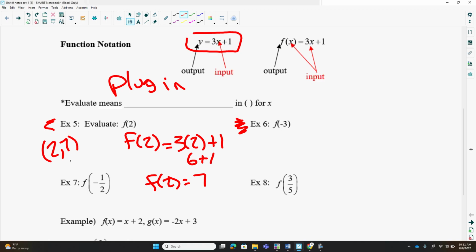So go ahead and do number 6. Let's see how you do. You're just going to take the -3 and you're going to plug it in.